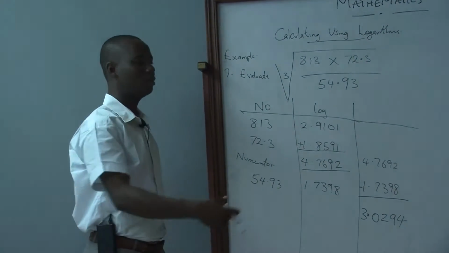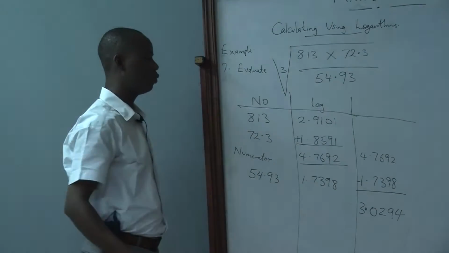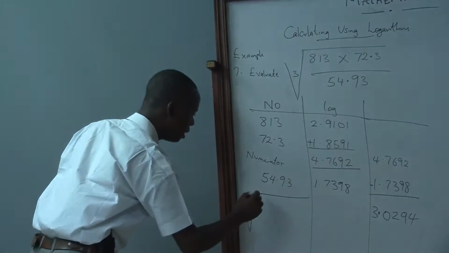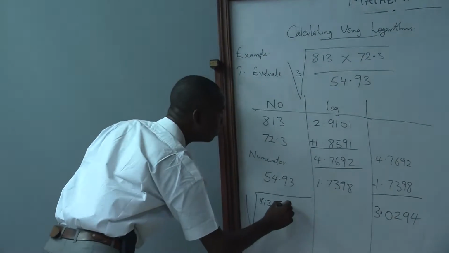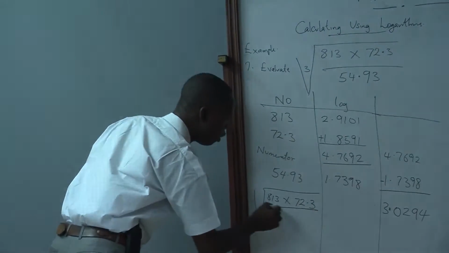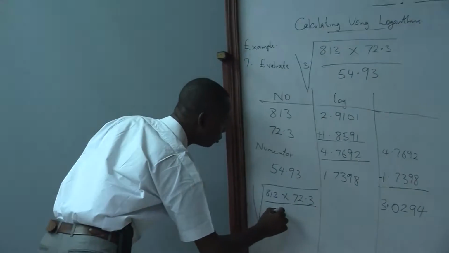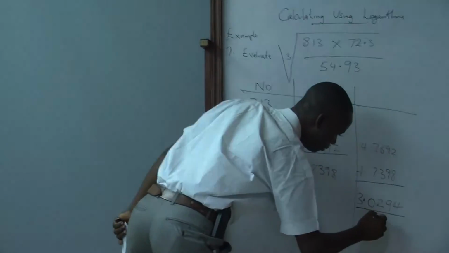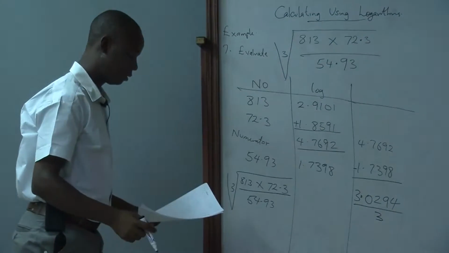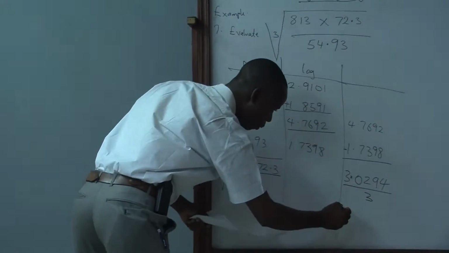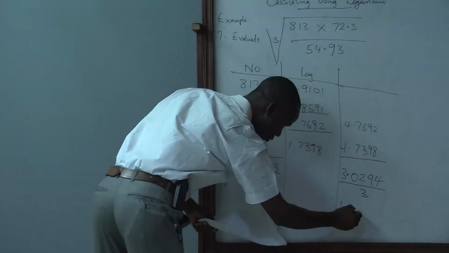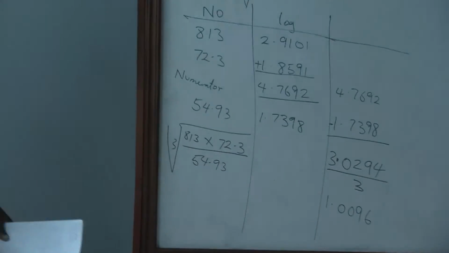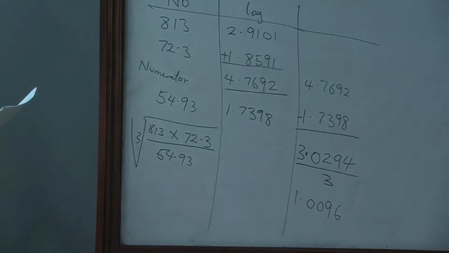Now to put into consideration this cube root, we divide this. Everything I have here, 813 times 72.3 all over 54.93, so it's just to divide this by 3. Dividing that by 3 will give us 1.0096. I love this beautiful example.